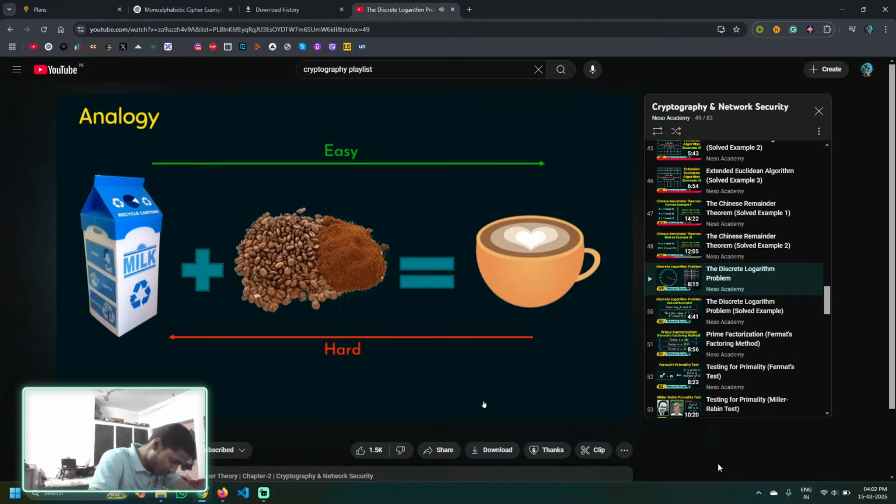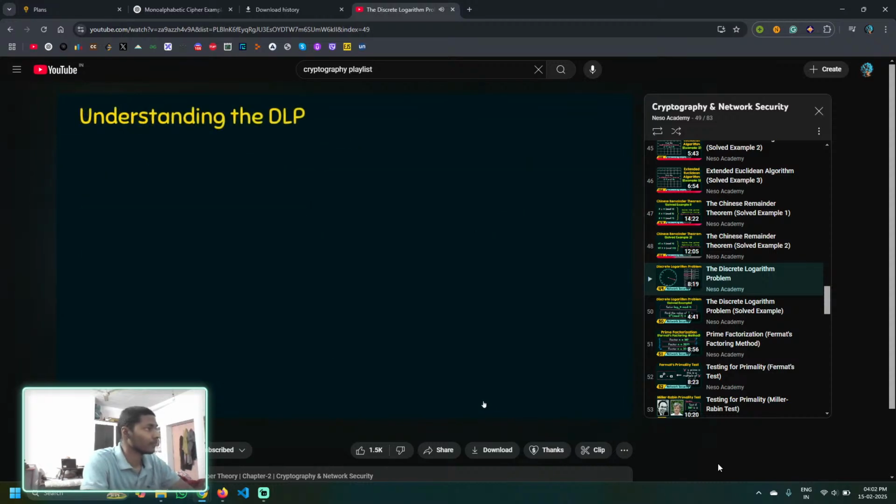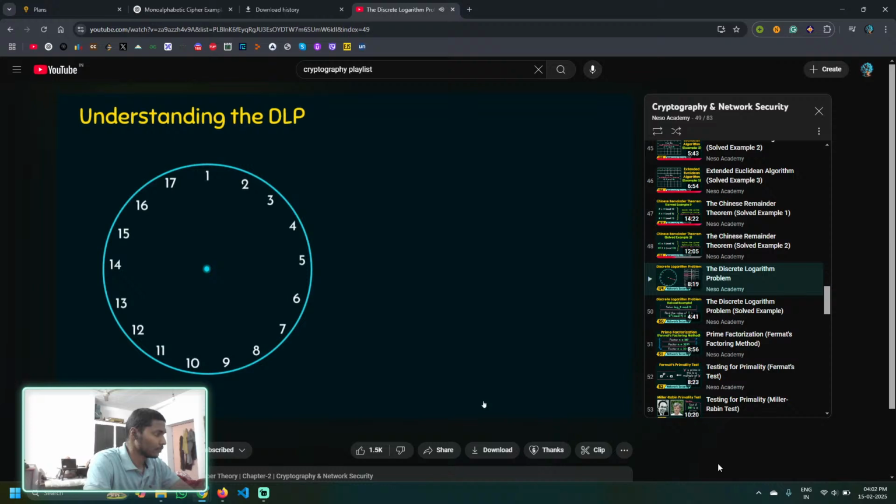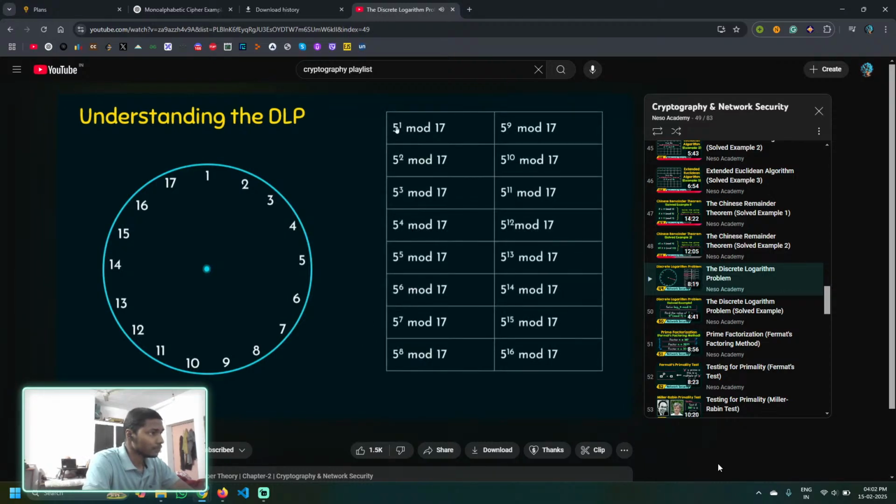For the time being, we are putting a pause to this analogy and moving forward towards understanding the discrete logarithm problem. We know very well that modular arithmetic is also called clock arithmetic. Let's take a prime number 17. Just imagine there is a clock with 17 units. So the clock is from 1 to 17, where 17 is a prime number. And we are taking a number called 5. Can you see here 5 power 1 mod 17, 5 power 2 mod 17, up to 5 power 16 mod 17 is performed.